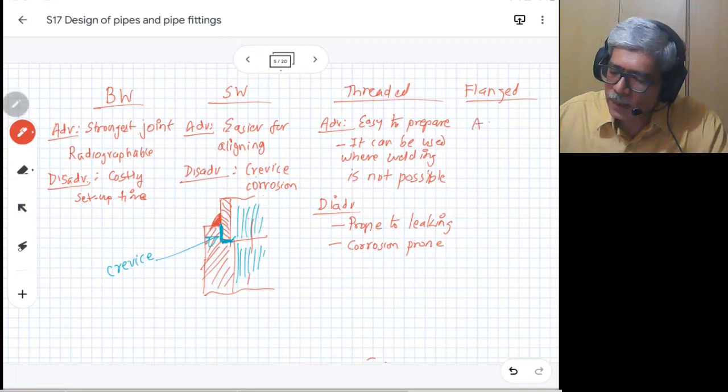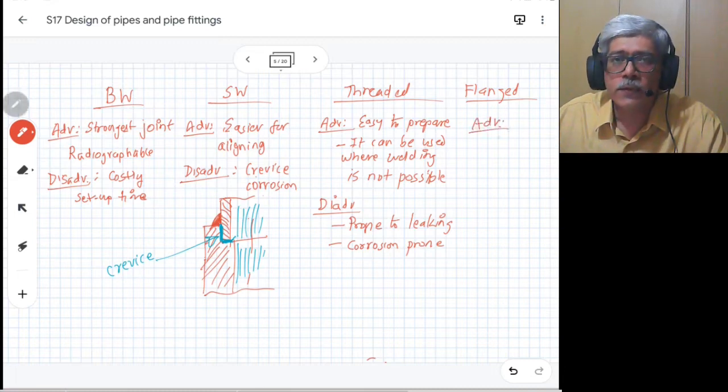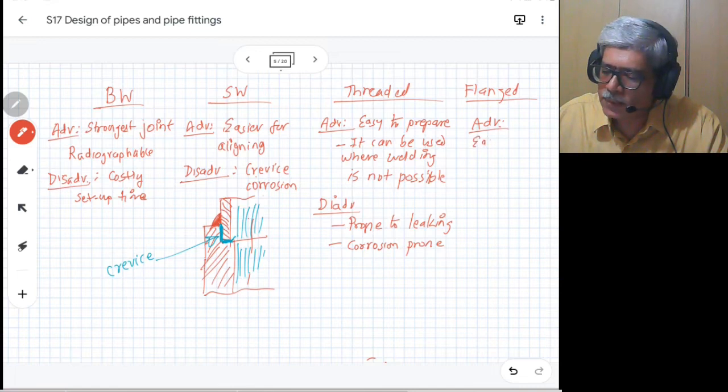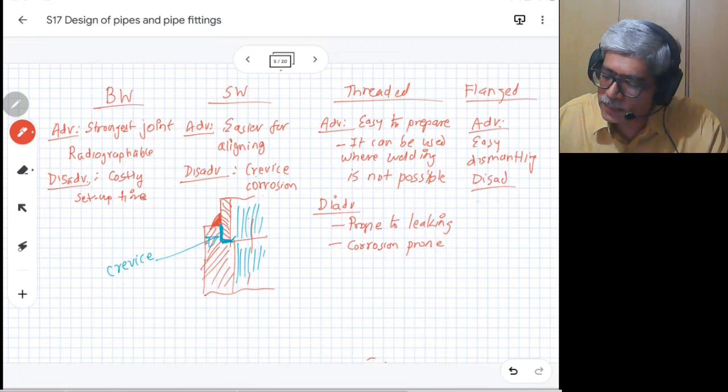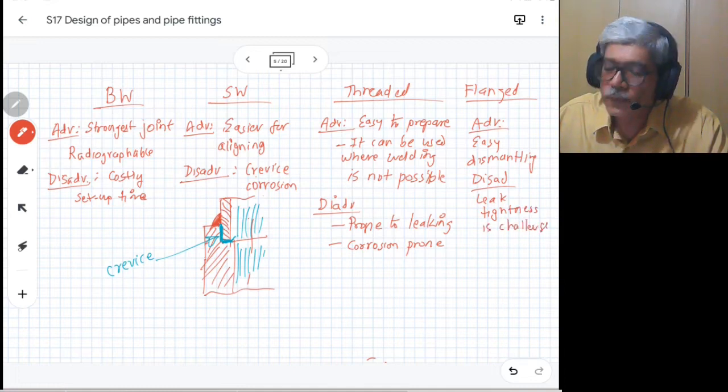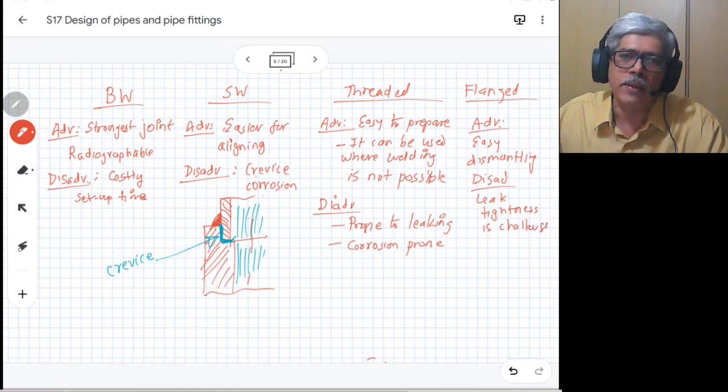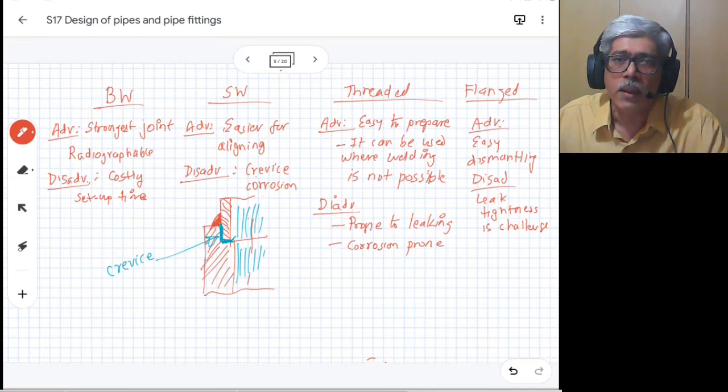The flange joint, the advantage is essentially flange joint is used where you require dismantling. So it is easy dismantling, which is the main advantage, and the disadvantage is leak tightness is a challenge for any type of flange joint. Any bolted joint with gasket, the leak tightness is something a maintenance engineer would always be risking or thinking about.